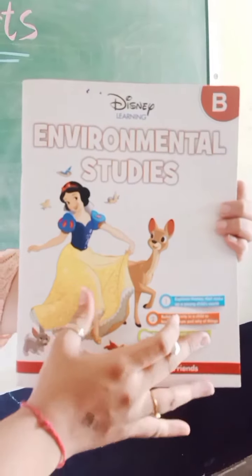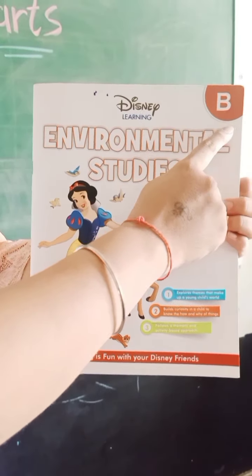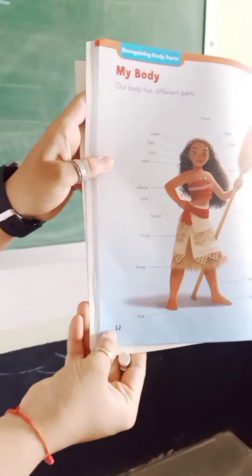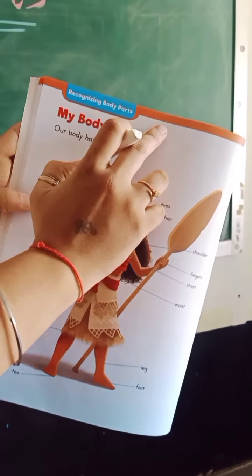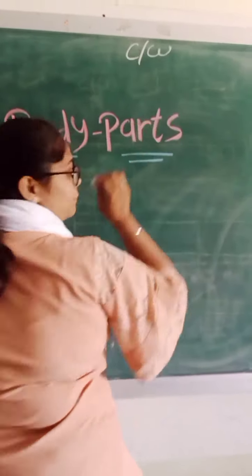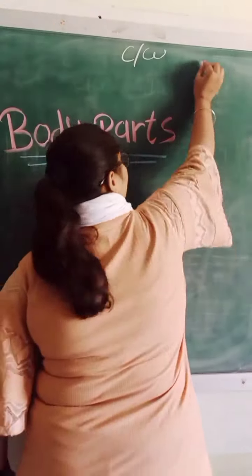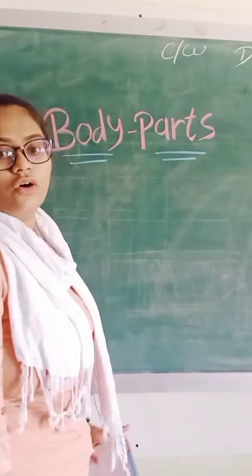Textbook. Our classwork in our textbook Environmental Studies Part B. Take out the page number 12. Page number 12. First of all, mention here classwork and today's date. Okay?